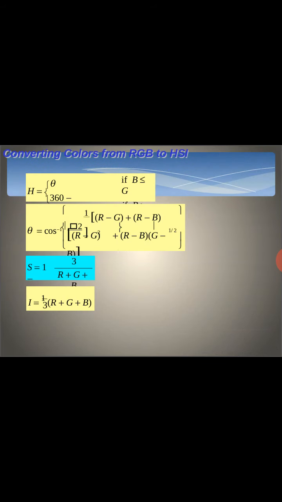Now these are the corresponding formulas for the conversion from RGB to HSI. That means if we want to convert some values from RGB to HSI, then we use these. For the hue, saturation and intensity, all the formulas have been given here.